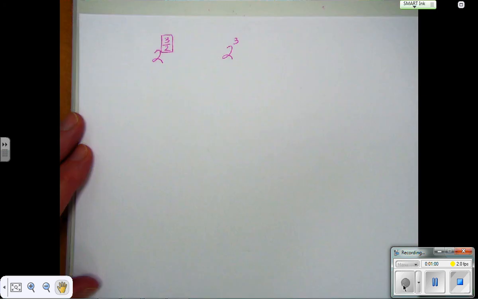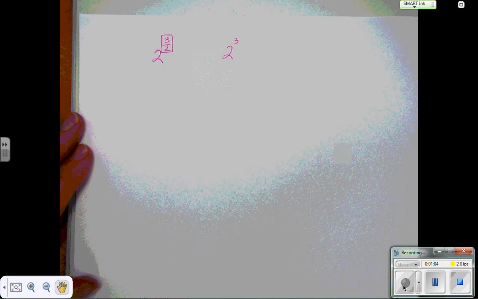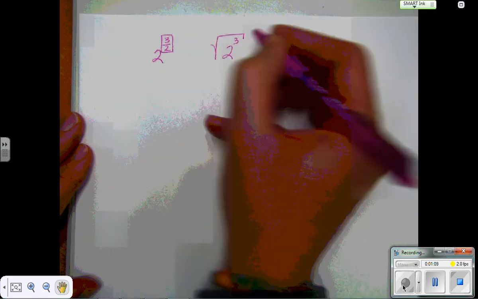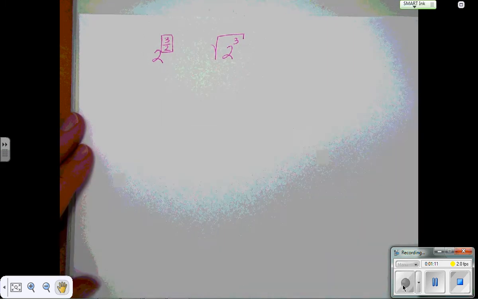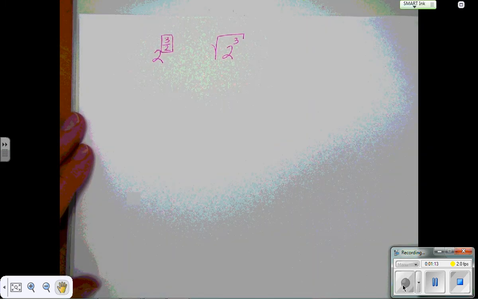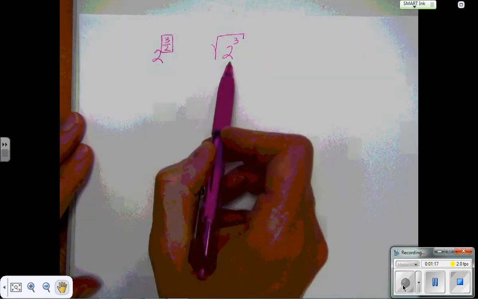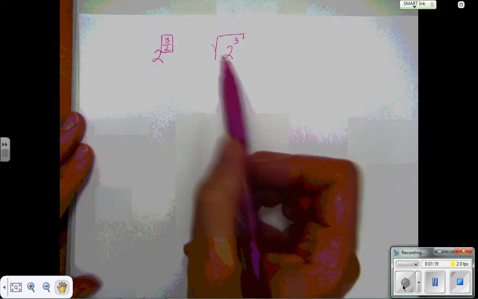It tells you what root is being taken. So in this case, the denominator is a 2, so that means it's the square root. So if I wrote it using roots and powers, that's what it would look like. So I'm changing from a rational exponent to a radical.